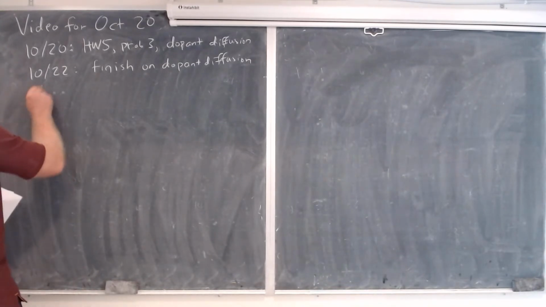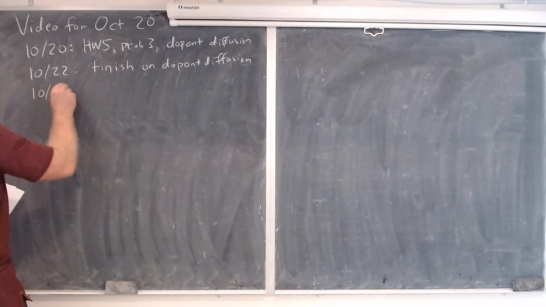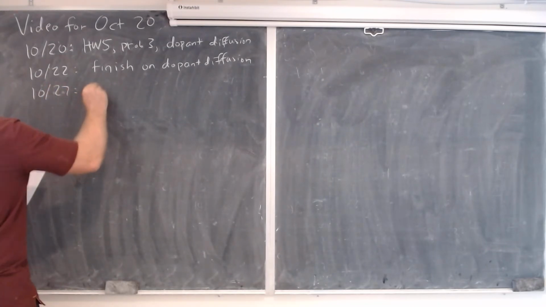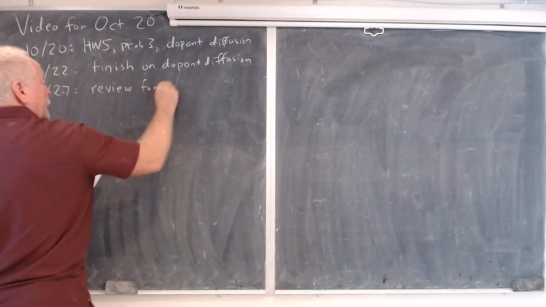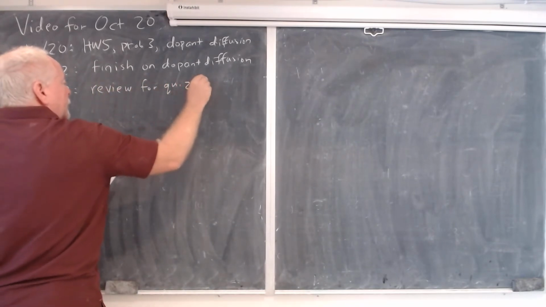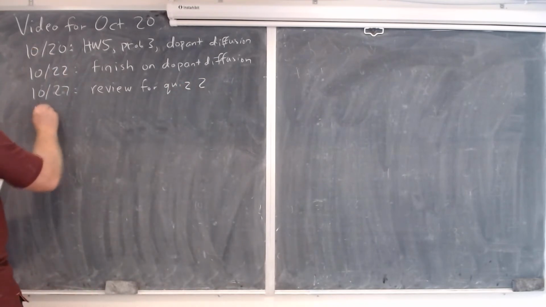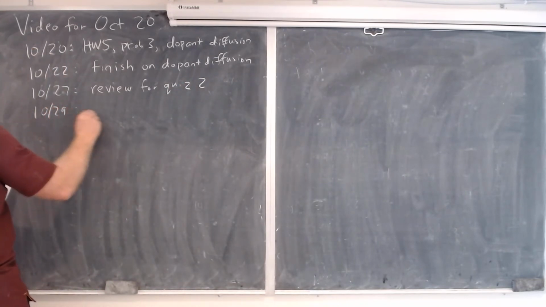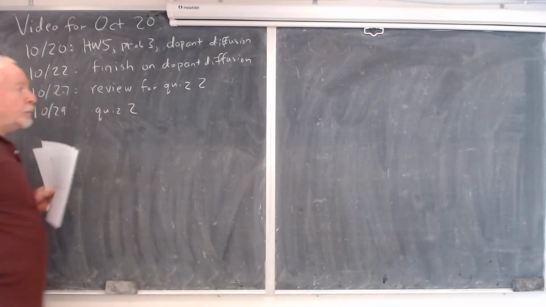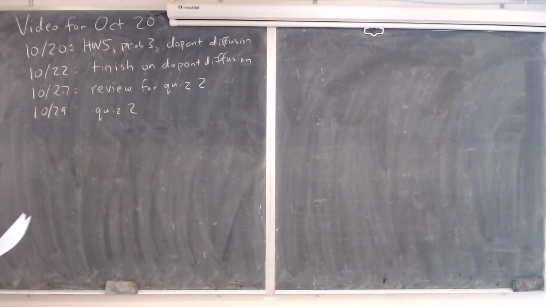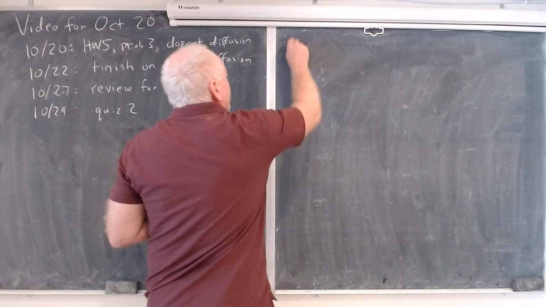Then on the class for the 27th, there will be a review for quiz 2, and then on the 29th, quiz 2, as I've announced previously. All right, so homework 5, problem 3.